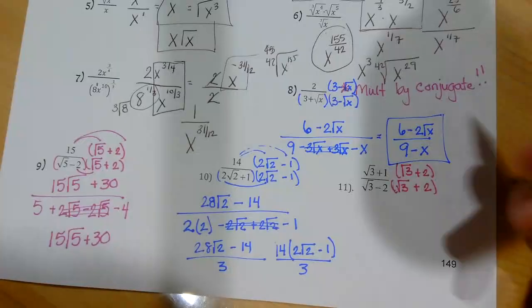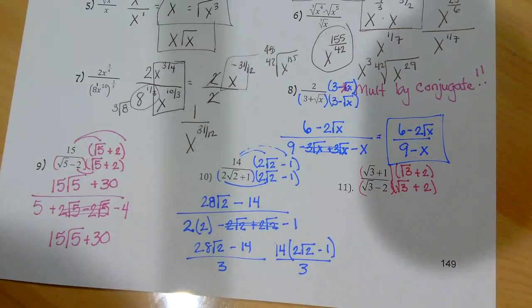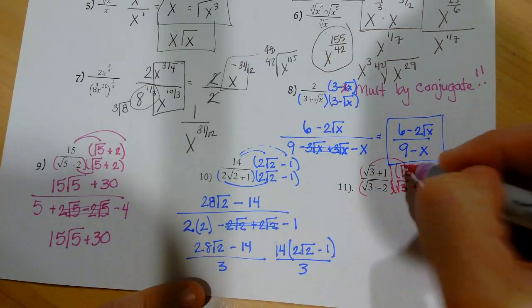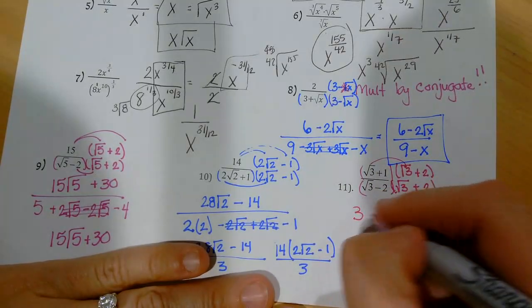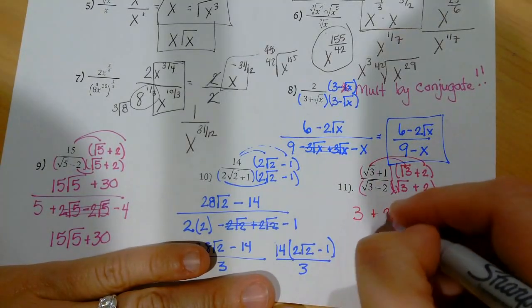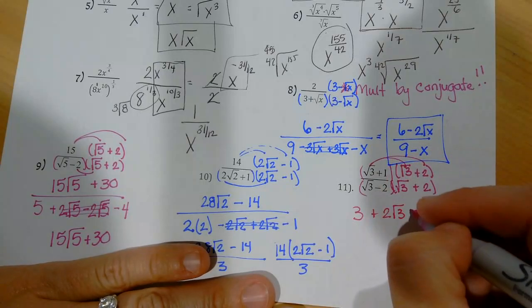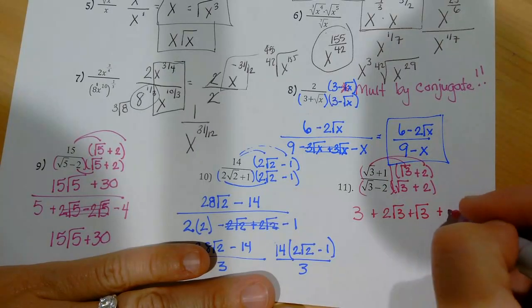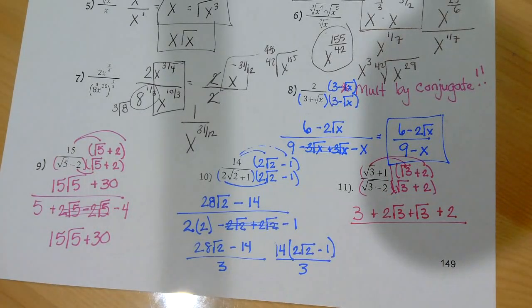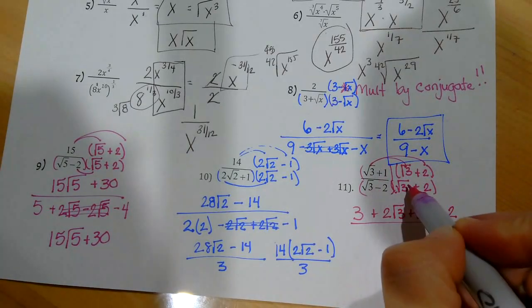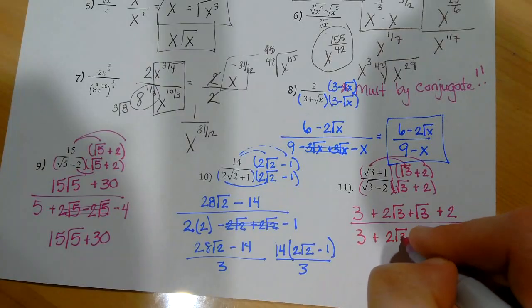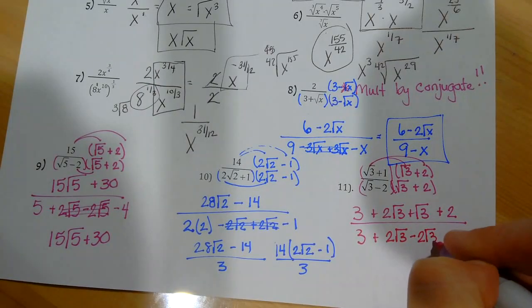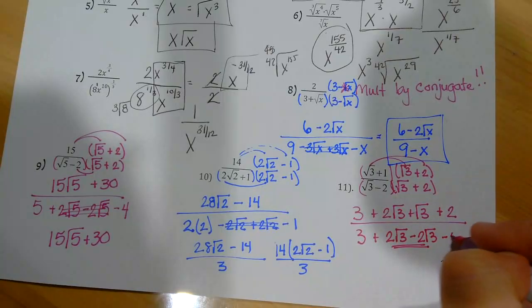Okay, so the only difference is it's definitely a binomial times a binomial, so we're doing a lot of FOILing. So on top, root 3 times root 3 turns into root 9, but that just gets me back to 3. Plus 2 root 3 plus root 3 plus 2. On the bottom, root 3 times root 3 is root 9, which just gets me back to 3. Plus 2 root 3 minus 2 root 3, conjugates, minus 4.